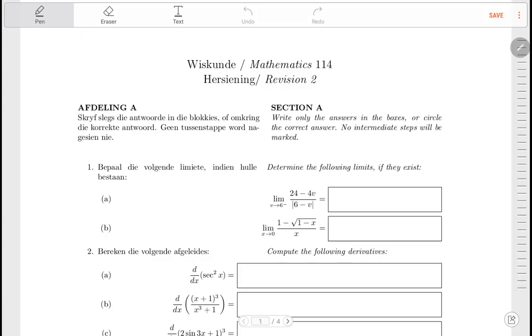I'm just going to do some of these problems from the revision sheet with you guys. So let's start. This is section A, and it says determine the following limits if they exist. Right, so we are going to start with the limit as v approaches 6 from the left of 24 minus 4v over the absolute value of 6 minus v.